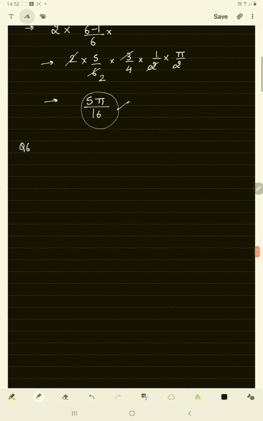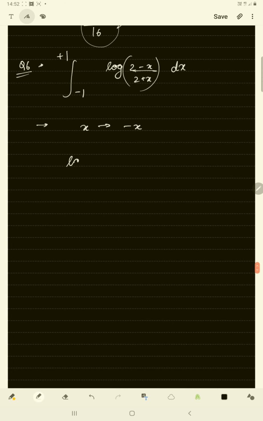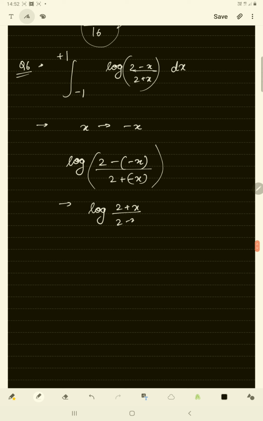Let's do another question. The question is the integral from minus 1 to plus 1 of log of (2 minus x) upon (2 plus x), the whole inside the log function. Now let's check what type of function this is. Is it even or odd? We have this when we put x as positive. Now putting x as negative, we get log of (2 minus of minus x) upon (2 plus minus x). Solving this, we get log of (2 plus x) upon (2 minus x).